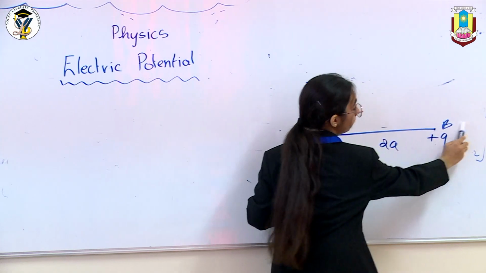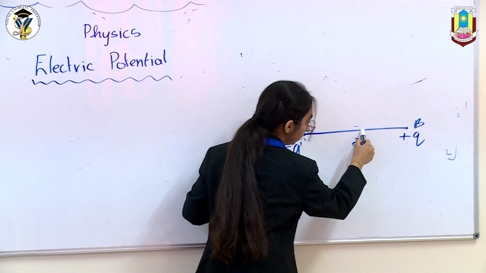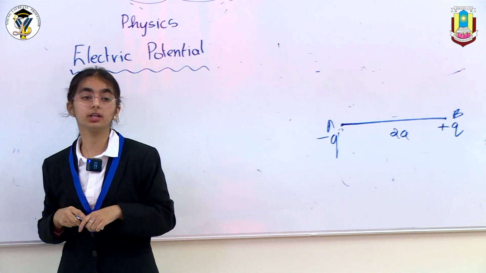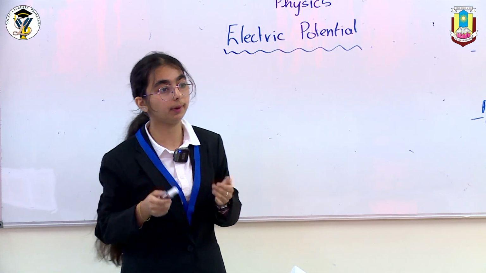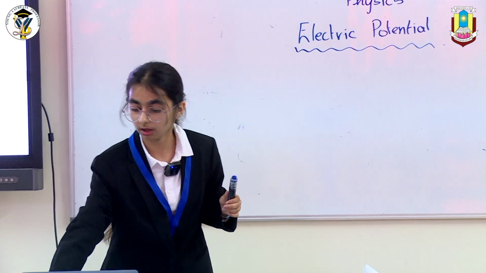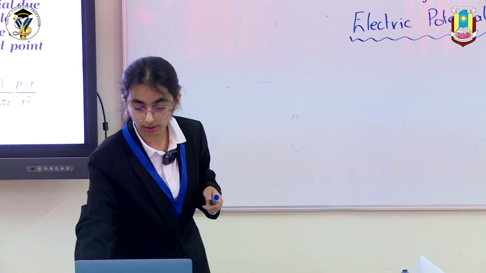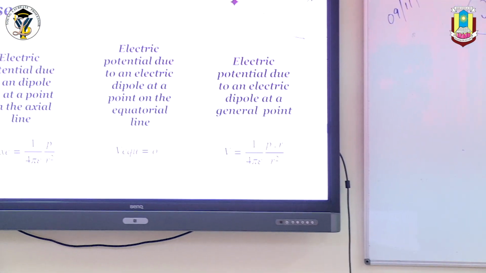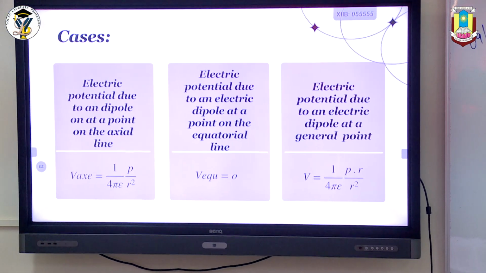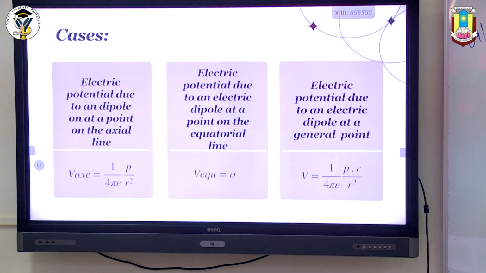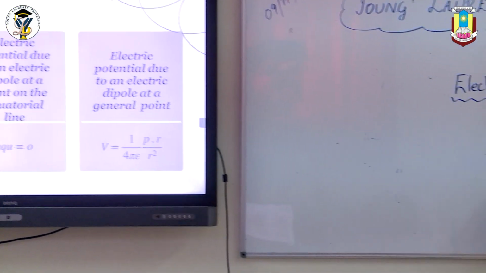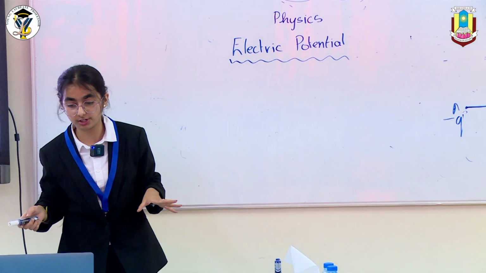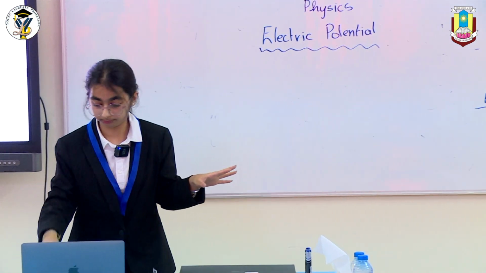Now, electric potential for a dipole at the axial point. Axial point means the point on this line. It can be on the dipole, it can be outside the dipole. The electric potential for such a point is 1 by 4 pi epsilon 0 times P by R square. Electric potential for an equatorial point is 0. Why? Because electric potential by this charge is cancelled by electric potential at this charge. And today what we are going to study briefly is electric potential at a general point.